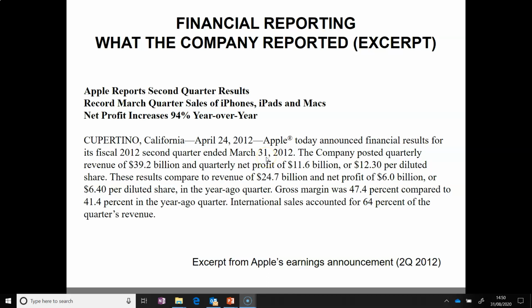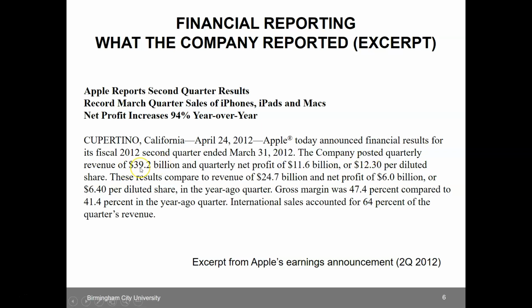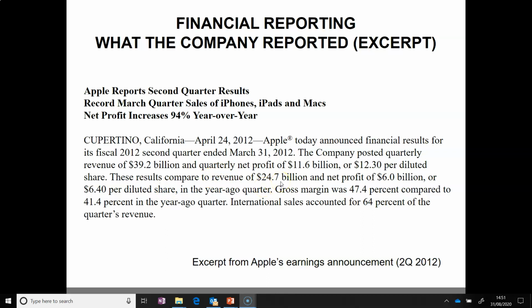Here we have an earnings announcement from Apple for the second quarter in 2012. It states that Apple reported $39.2 billion in quarterly revenue and the quarterly net profit was $11.6 billion or $12.30 per diluted share. Compared to last year's second quarter, when the sales were $24.7 billion and the net profit was $6 billion or $6.4 per diluted share, the net profit has shown an increase of 94% year over year. The gross margins have been 47.4% compared to 41.4% for the same quarter last year.